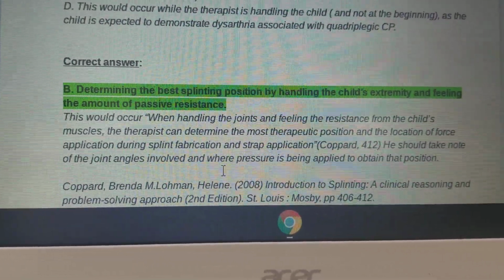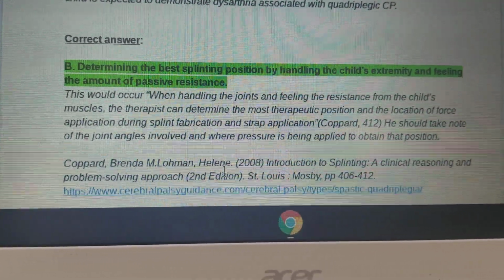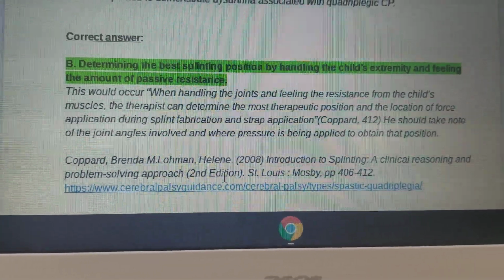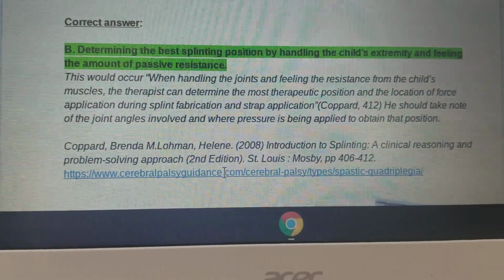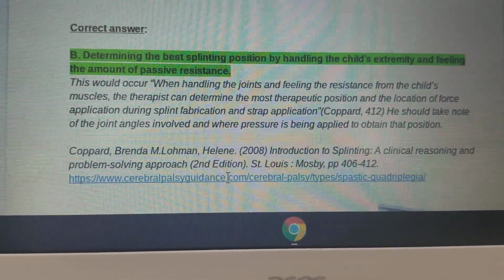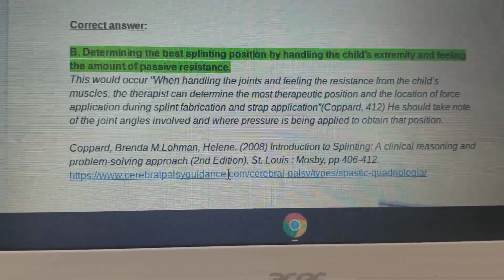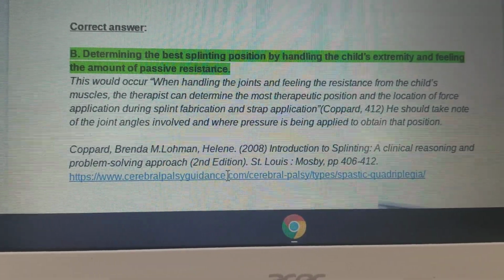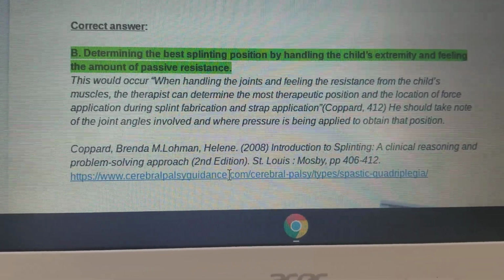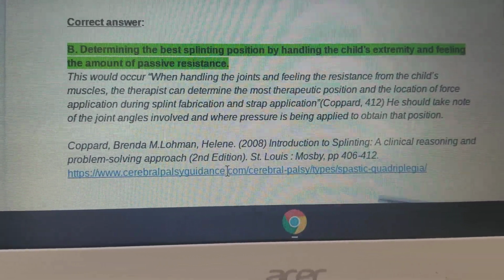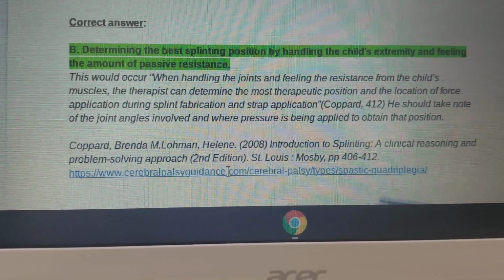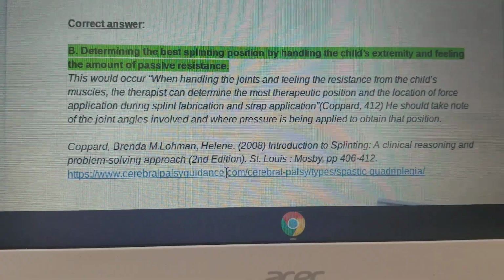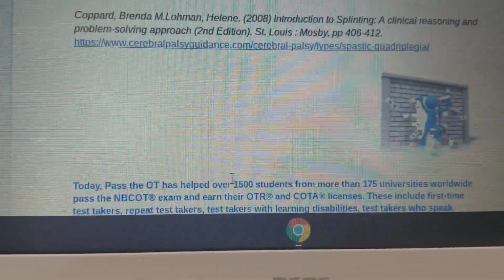So B is definitely the answer because determining the best splinting position by handling the child's extremity and feeling the amount of passive resistance would occur when handling the joints and feeling the resistance from the child's muscles. The therapist can determine the most therapeutic position and the location of force application during splint fabrication and strap application. He should take note of the joint angles involved and where pressure is being applied to obtain that position.